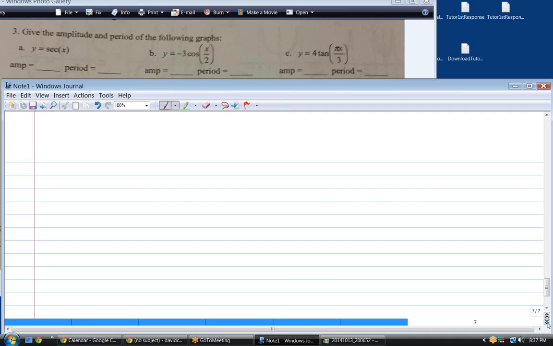All right. Amplitude and period. What's the amplitude of secant x? 1. Period? Pi, or 2 pi. Okay. What's the amplitude of this? 3. The period? 2 pi over 2, or just pi. 2 pi over 1/2.